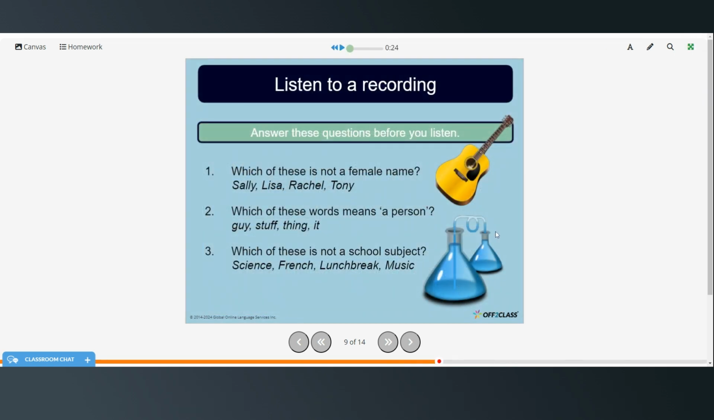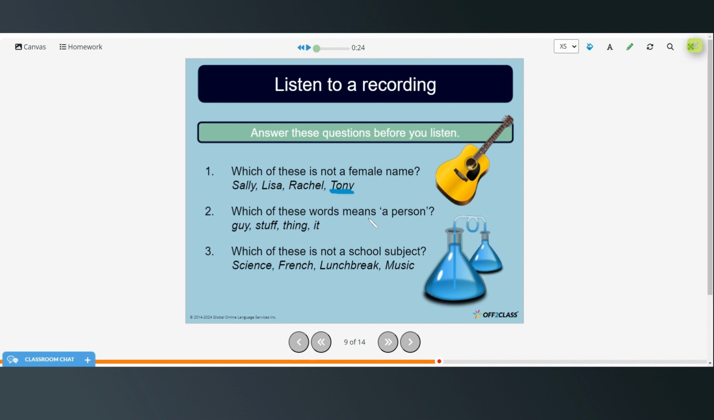All right, we're going to listen to a recording, but it says answer these questions before you listen. So which of these is not a female name? Sally, Lisa, Rachel, or Tony? Well, Tony, when it's spelled this way, is generally not a female name. There are some women who are called Tony, but it would be spelled with an I and not a Y at the end. So we'll say that Tony is not the female name.